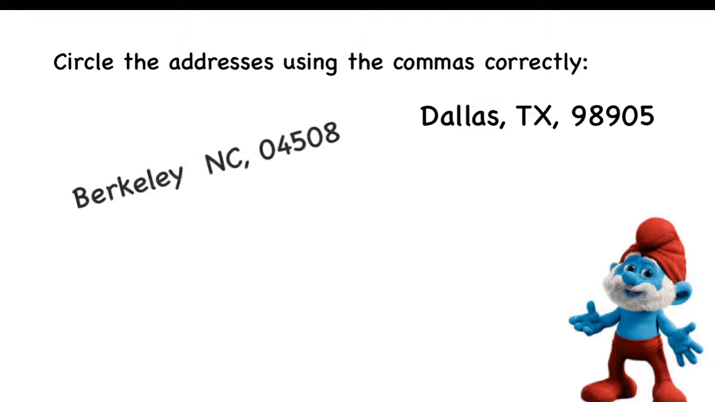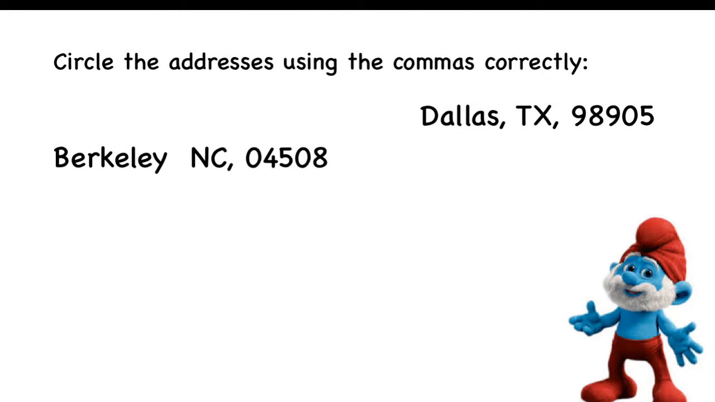No, we will not circle. What about this one? Berkeley, North Carolina, 04508. The comma comes between the state's name and the zip code. Is this correct? No, not again. Here we have a Mesa, Arizona. Mesa is a city, Arizona is a state. The comma is between them. Is this good?